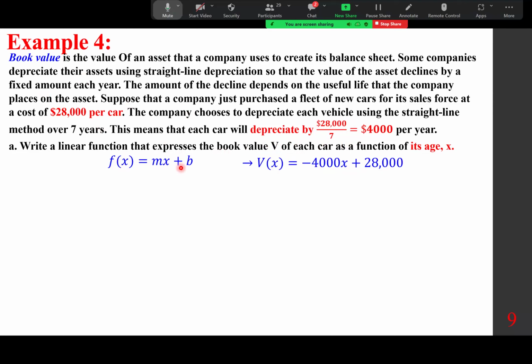So one more time. f of x equals mx plus b. Instead of f of x, we are going to choose V of x because they are using V. M, we found this to be $4,000. This is the amount of depreciation. That means negative, minus 4,000x. How much was it in the first place? 28,000. If you replace the x with 0, that shows how much the car was bought for.